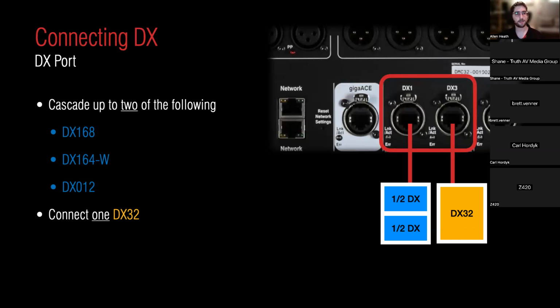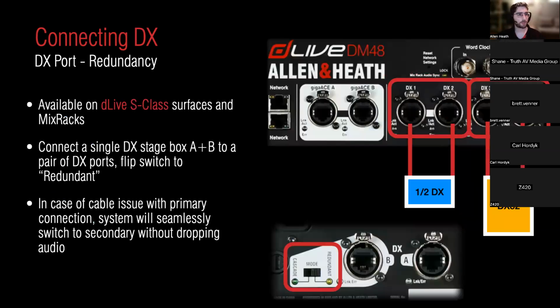And we're looking at, in the top right, this is actually a C-class D-Live mix rack. And so you'll notice that it goes from DX1 to DX3. And the reason for that is on D-Live S-class, we have the option of redundancy. And so you'll see that when you move to a DM48, this is an S-class D-Live mix rack, we have DX1 and DX2, and then DX3 and DX4. And you can't actually use these independently. These are redundant pairs.